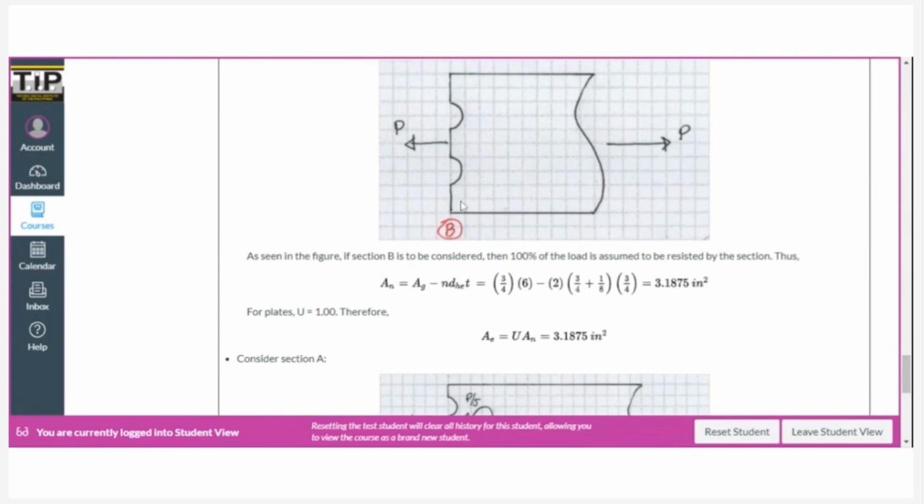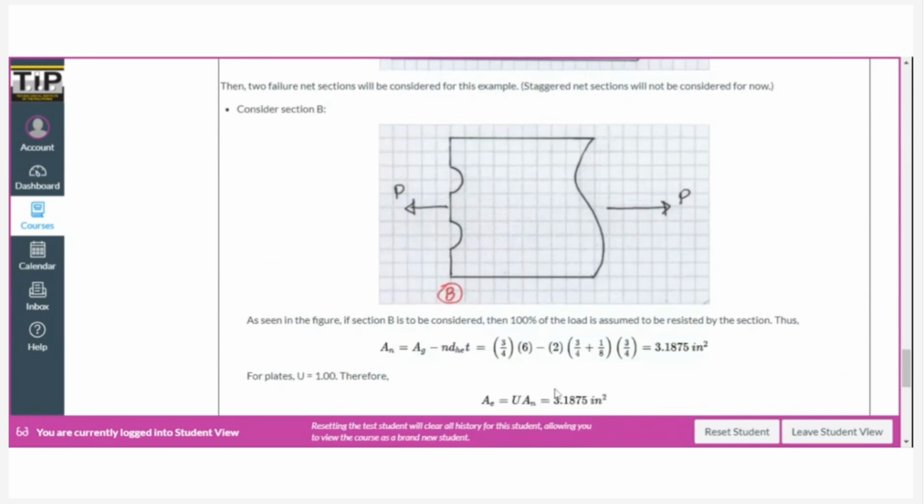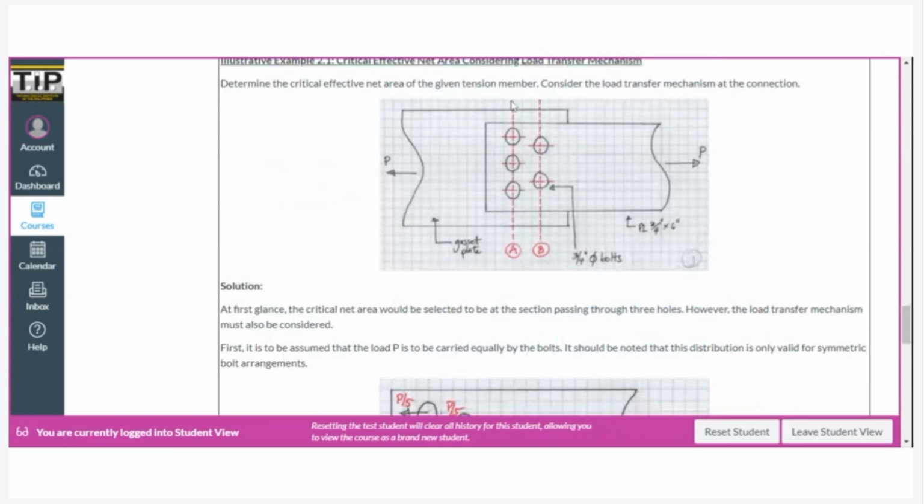And then for plates, we use the reduction coefficient equal to 1. So the effective net area is pretty much the same as the net area, which is equal also to 3.1875 square inch. But this is not yet the answer because we still need to consider the other section here, which is section A.